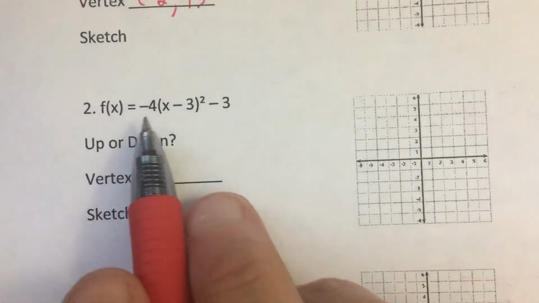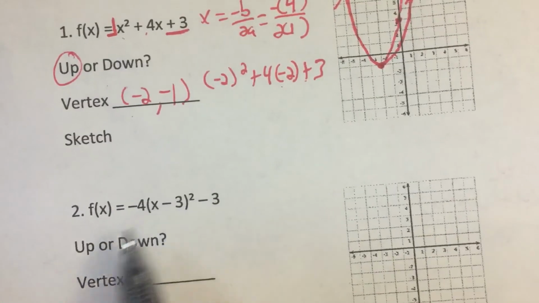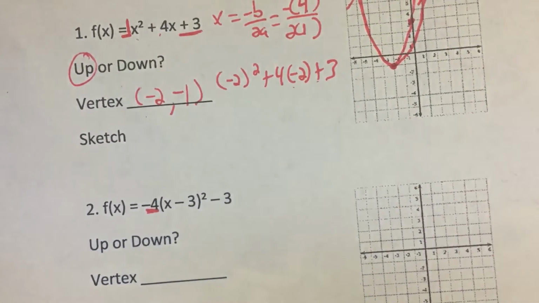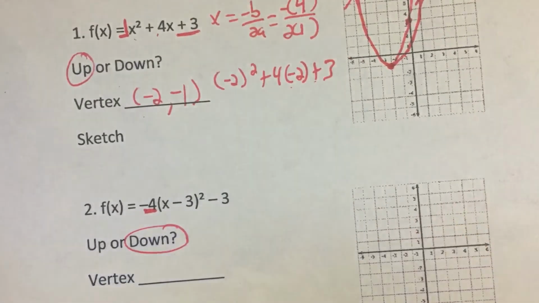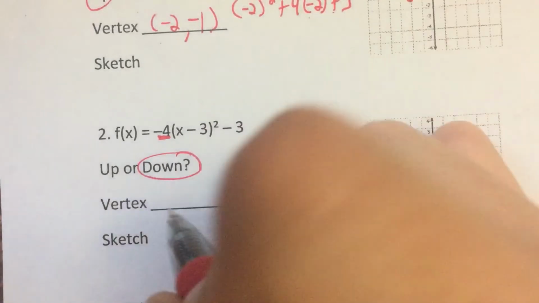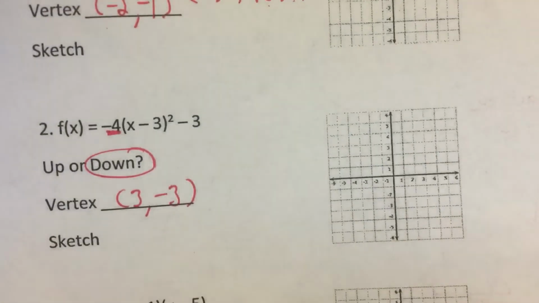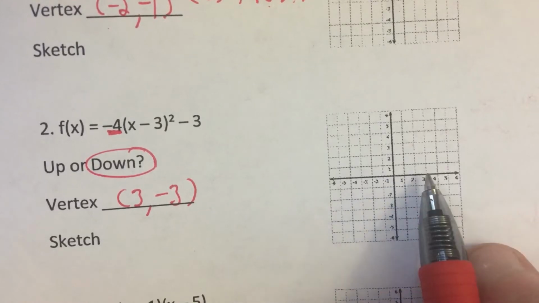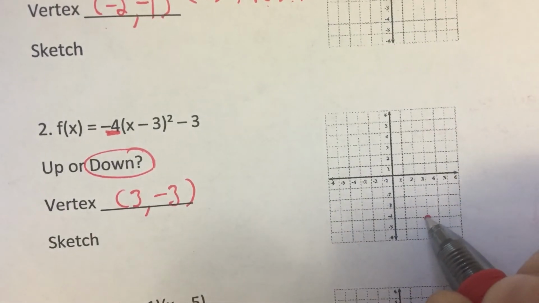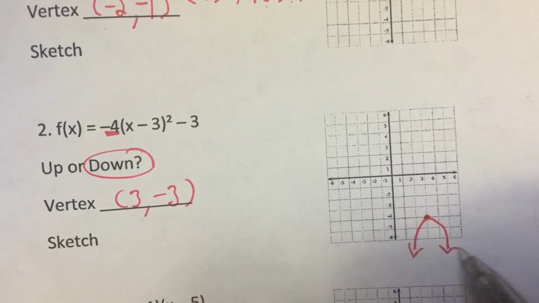Next up, up or down? The A value in this case, remember, in vertex form, A is written in front of the parentheses. We can see that parentheses here, that number in front, negative 4. Because that number is negative, this guy's going down. To find the vertex, I don't need any math. The opposite of what's in here, exactly what's out here. So 3, negative 3. That's located to the right 3 and down 3. And this is opening downward. It looks something like that.